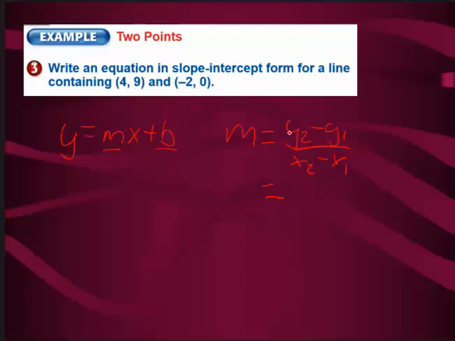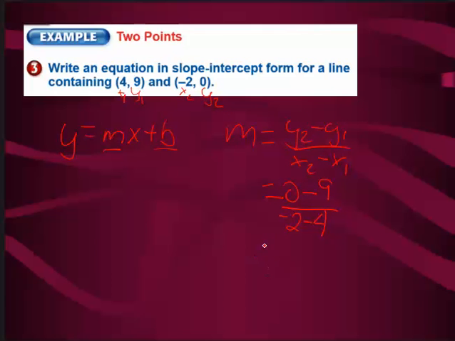So we go through our formula. y2 is 0. y1 is 9. x2 is negative 2 minus x1 is 4. If you need to go in here and write so you don't get confused, this is x1, y1. They both have 1s on them because they're the first point. Then x2, y2. Go in and mark them so you know you're putting them in the right place.